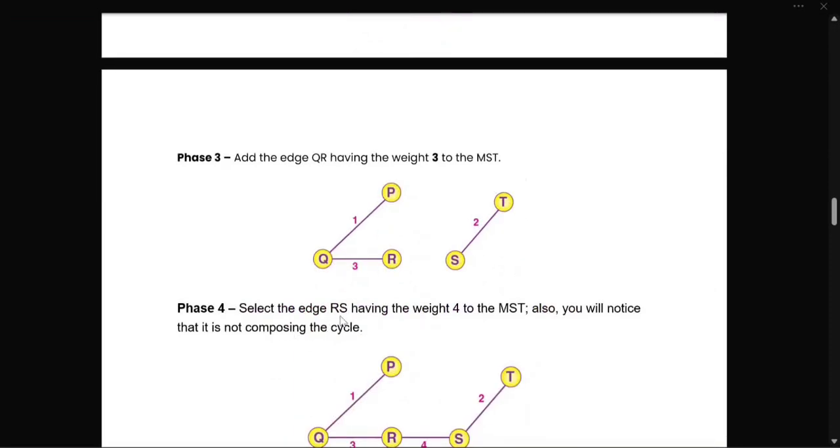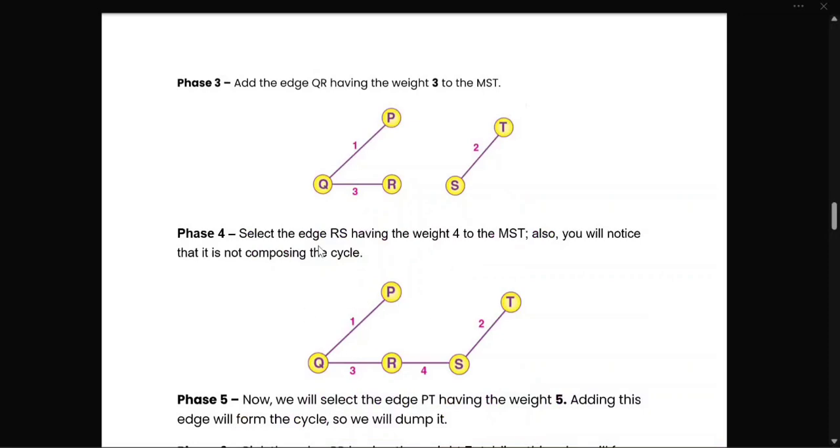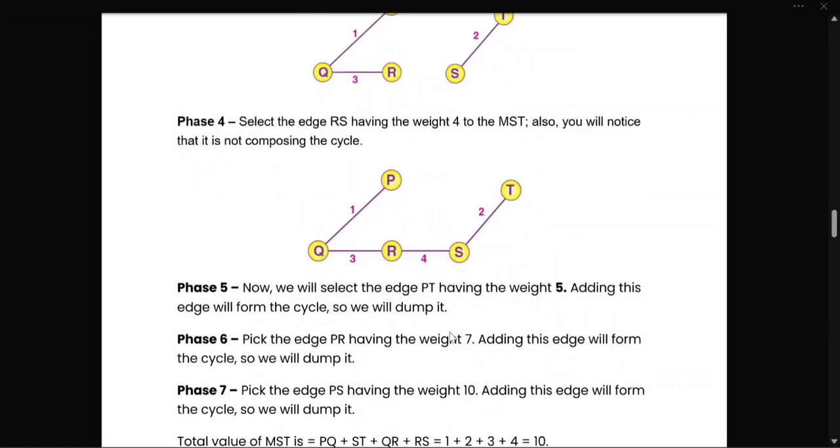Phase 4. Select the edge RS having the weight 4 for the minimum spanning tree. Also, you will notice that it is not forming a cycle. Phase 5. Now, we will select the edge PT having the weight 5. Adding this edge will form a cycle, so we will dump it.